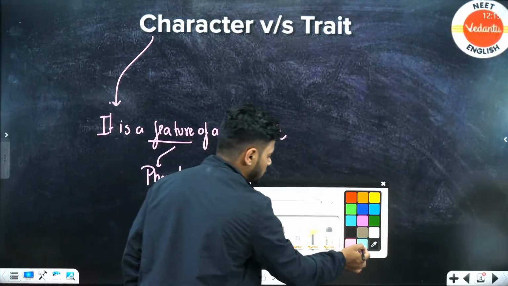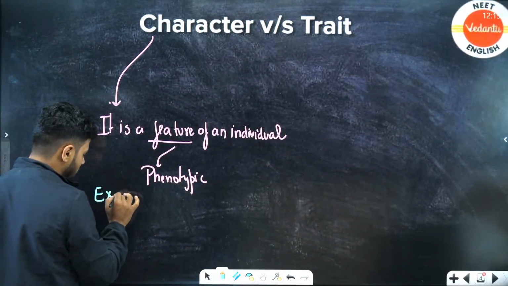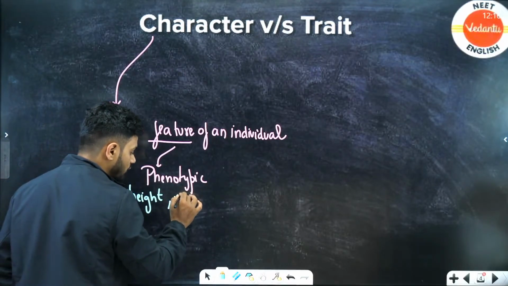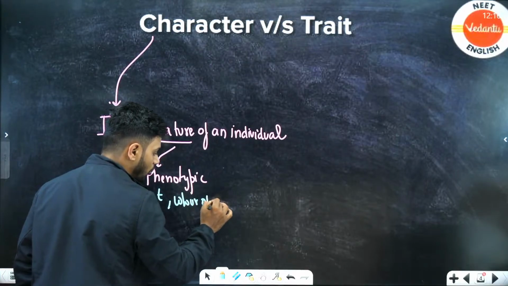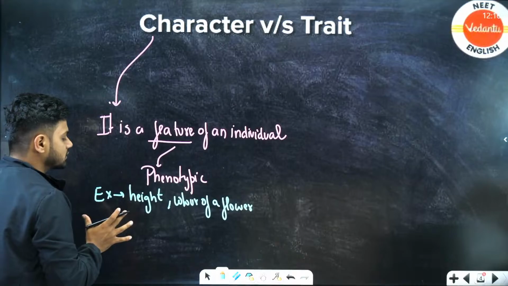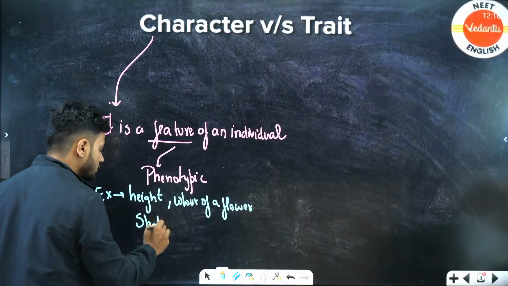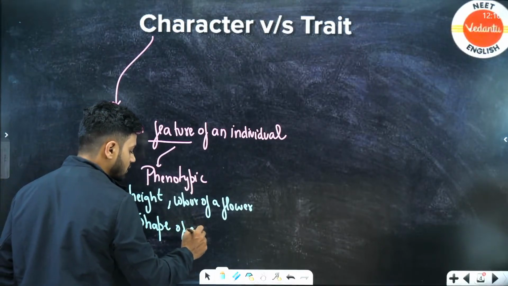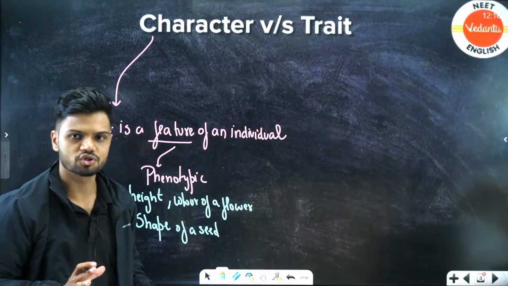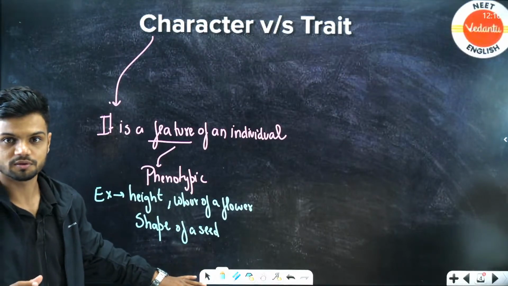A quick example will help you. A quick example is going to be height, color of a flower. Color of a flower is also a character. Yes, height of a plant is a character. Shape of a seed is also called a character. It is basically a feature of an individual. Height is a feature, color of a flower is a feature, shape of the seed is a feature.